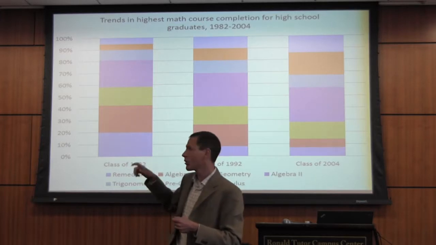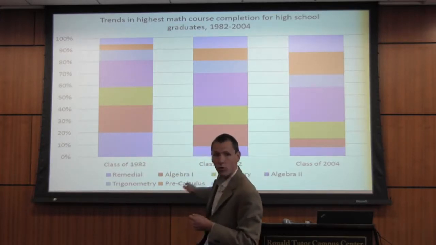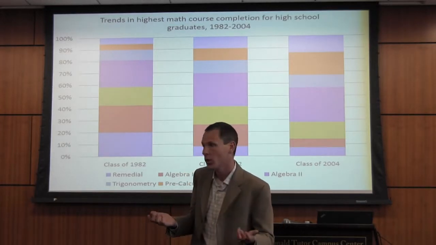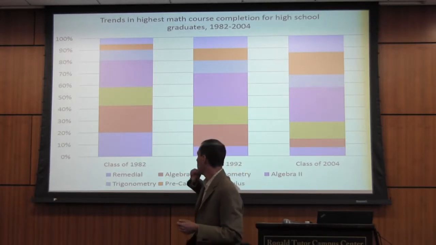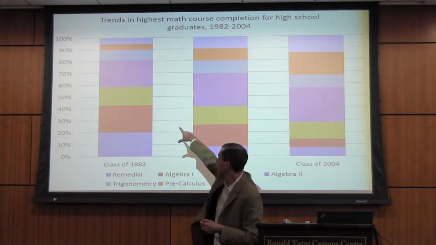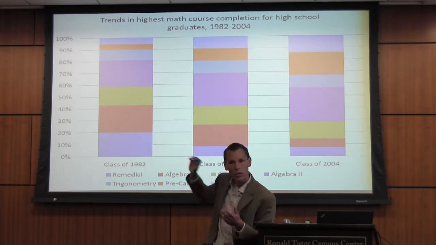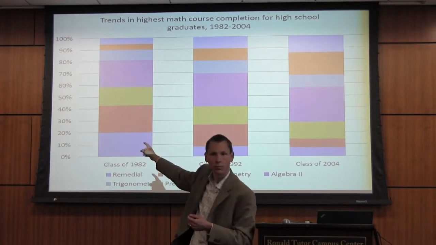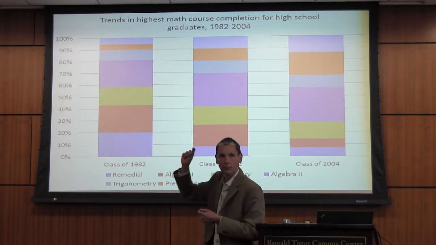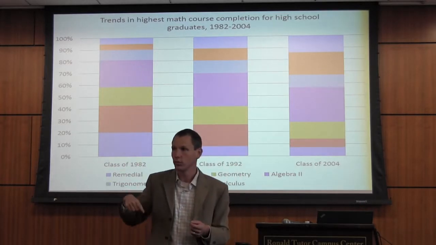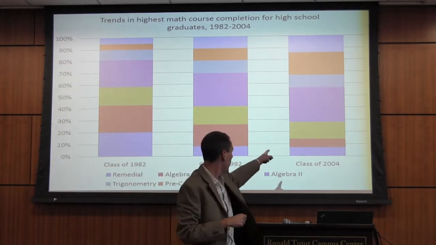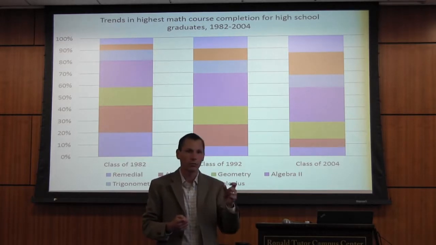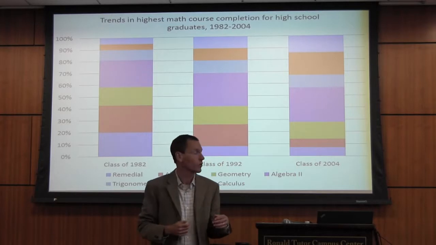that compares high school graduates in 82, 92, and 2004, asking what's the highest math course these kids completed credits in. And what you can see is that in the class of 82, nearly half of kids in the national high school graduating class of 1982 didn't get beyond algebra when they got their diploma. That number shrunk dramatically over the last few decades. And these days, about 15% of high school graduates get a diploma with just algebra or less advanced math.